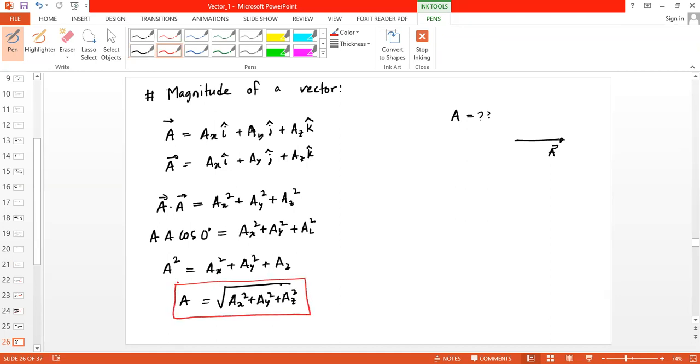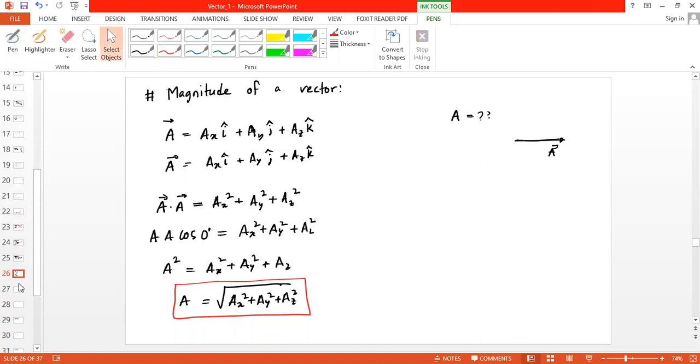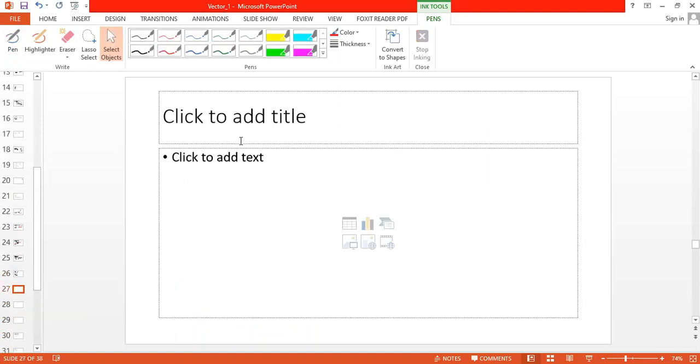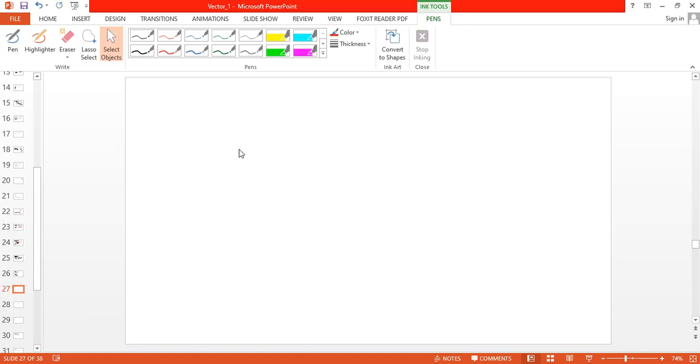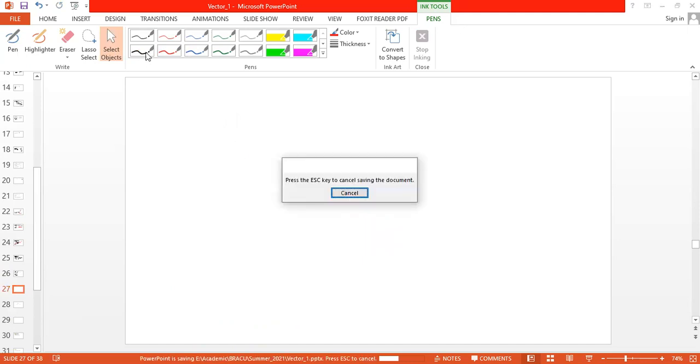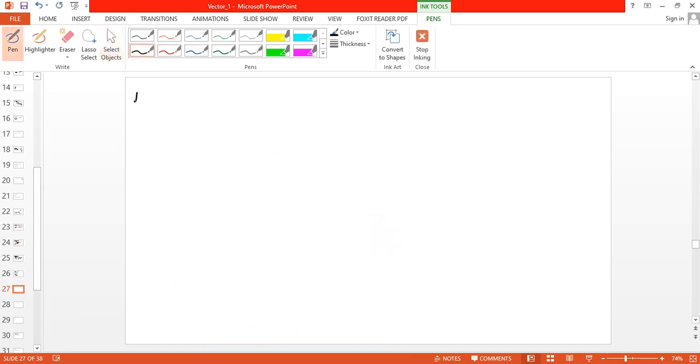And the last thing, the angle between two vectors. Let's say I have two vectors, one is A and another one is B, and the angle between them is theta.